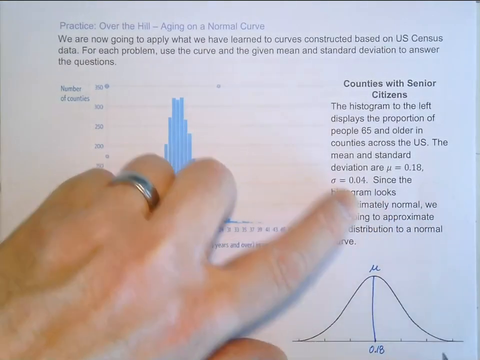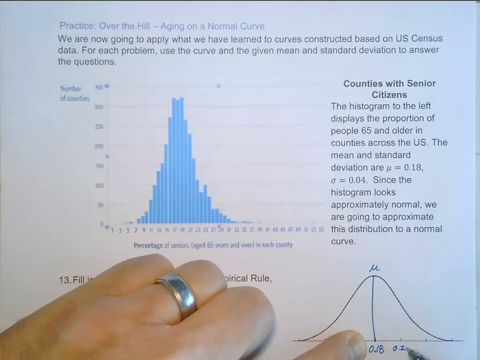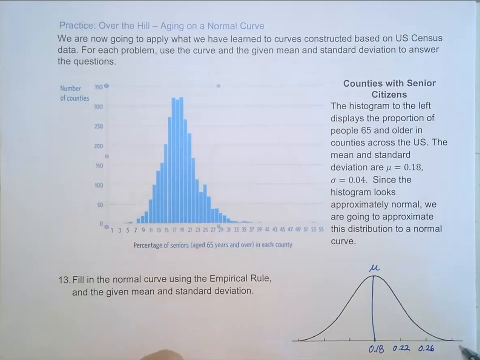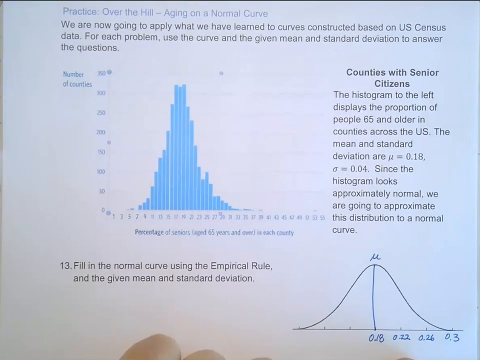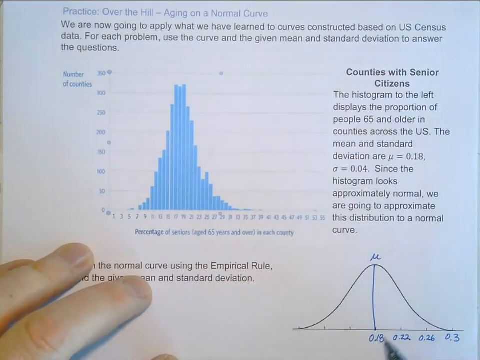And then we're just going to add 0.04 going off in this direction. So 0.18 plus 0.04 gives me 0.22. Add 0.04 to that, that's 0.26. Add 0.04 to that is 0.3. Going the other direction, subtracting the 0.04 gives me 0.14. Subtracting 0.04 from that, that's 0.1. And then subtracting 0.04 from that is 0.06.